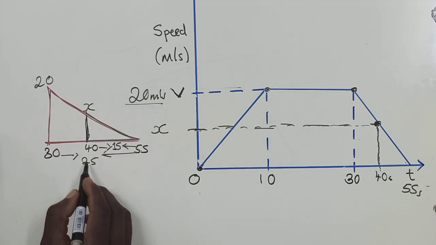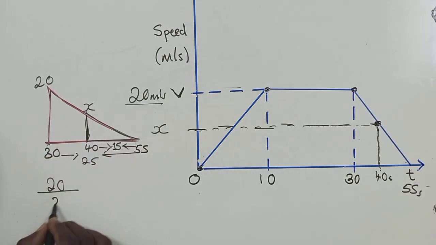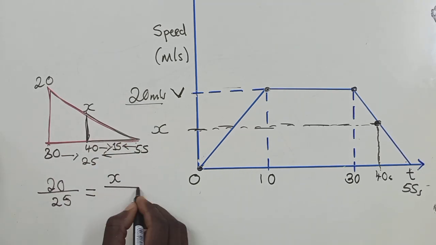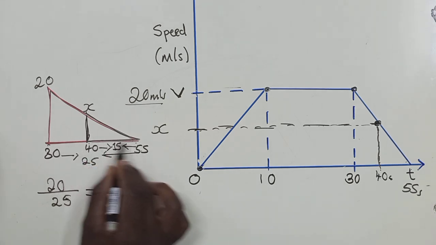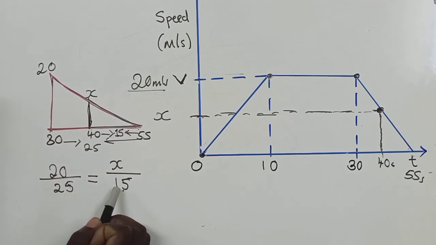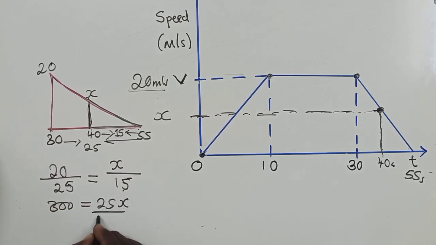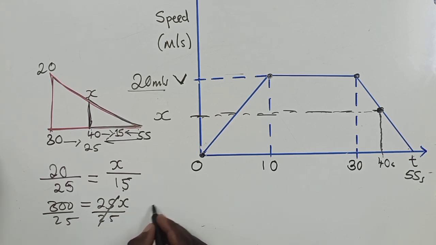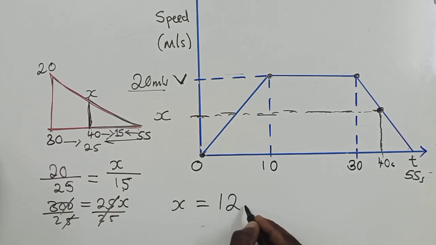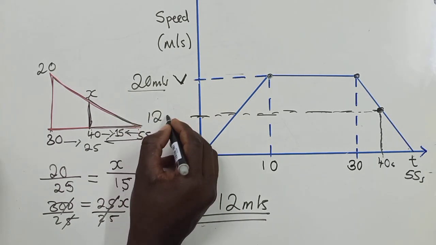So we say this bigger speed will move with the bigger base, which is 25, which is equal to the smaller speed, there is x, which will move with the smaller base for the smaller triangle from 40 to 55, which is just 15. Okay? So now we solve for x. We cross multiply. 20 times 15 is 300, which is equal to 25 times x, 25x. Divide by 25, by 25. Here we cancel, remain with x. It's equal to 300 over 25, which is 12. So it's 12 meters per second. So this is the speed.